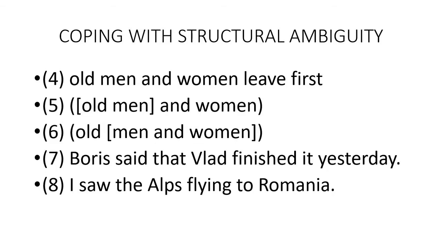And now let us discuss coping with structural ambiguity. What is structural ambiguity? In other words, it is syntactic ambiguity, grammatical ambiguity. So, structural ambiguity is the presence of two or more possible meanings within a single sentence or sequence of words, as opposed to lexical ambiguity, which is the presence of two or more possible meanings within a single word.